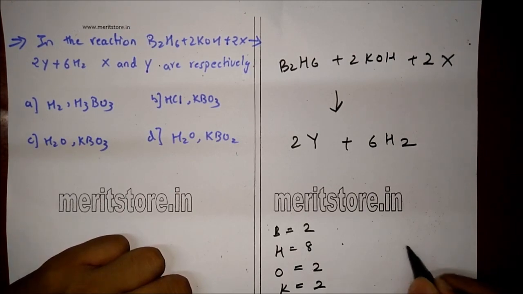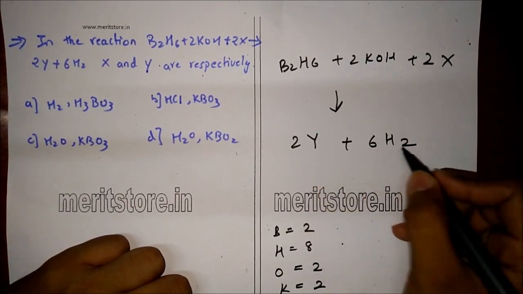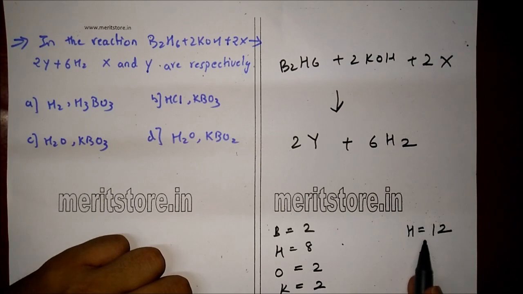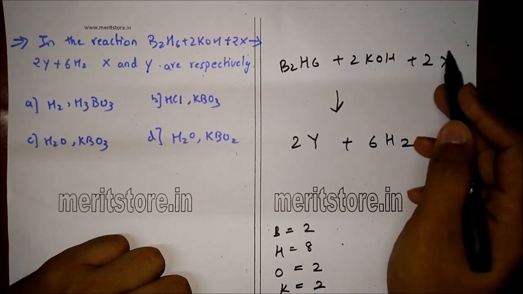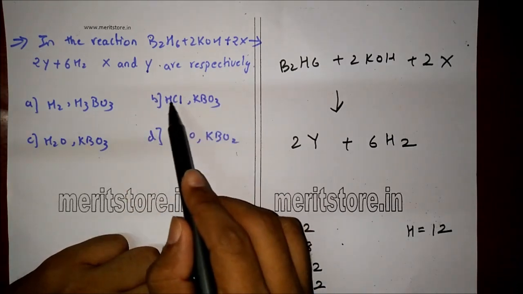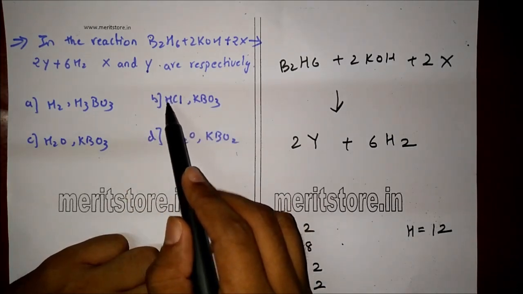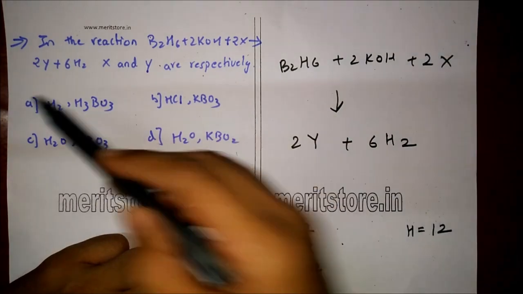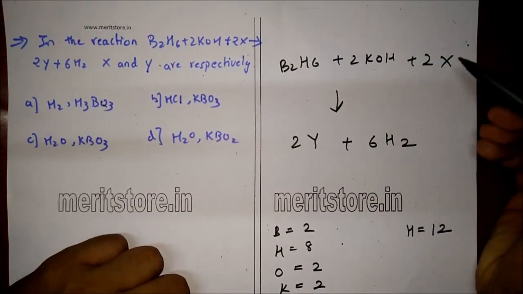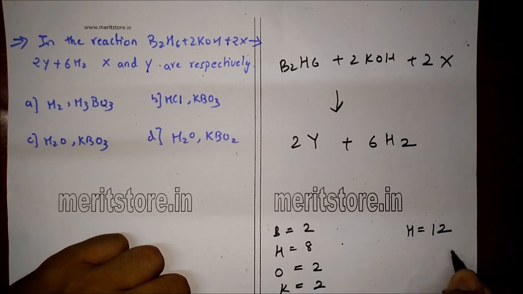Now, let's look at what the right hand side has. It has 2y and 6H2. Therefore, the H value is 6 into 2, which is 12. Therefore, in order to balance the hydrogen atoms, we first need to substitute H here. Suppose we put H, we can ignore answer B since it has only H atom, which will do nothing, since we need 4H here. Therefore, we substitute the first value A. So if we substitute H2 here, we'll get 4H, which will be perfectly balanced hydrogen atoms.